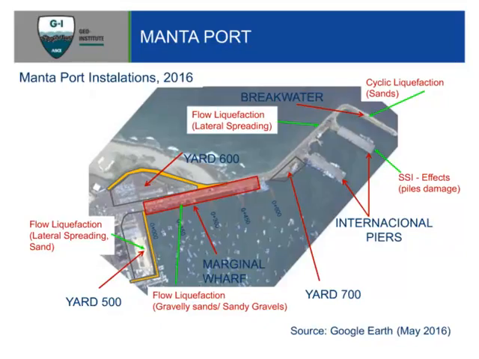So this is Manta port in a Google Earth image. We have a breakwater that experienced cyclic failure in medium-depth sands. Also, there are several damages in the piles due to SSI effects, so soil-structure interaction because of the kinematic effect of the liquefying upper layer sand. We have also flow liquefaction with lateral spreading in some areas, but we are going to focus only on the marginal wharf that is in red, that experienced flow liquefaction with loose to medium dense gravelly sands and sandy gravels, man-made.